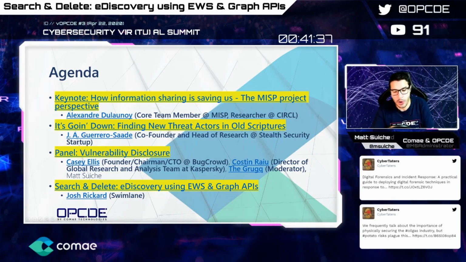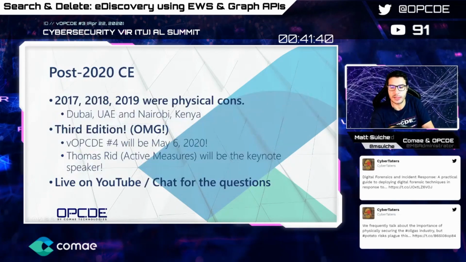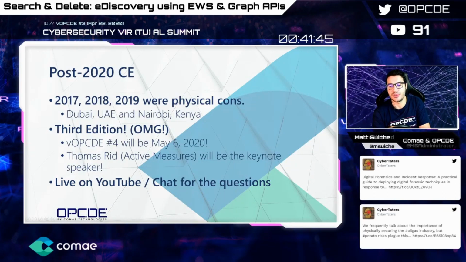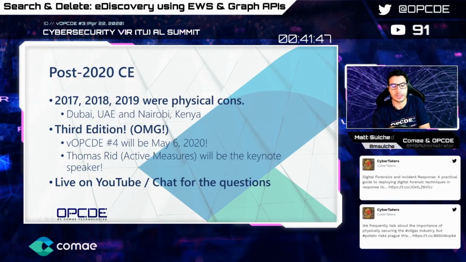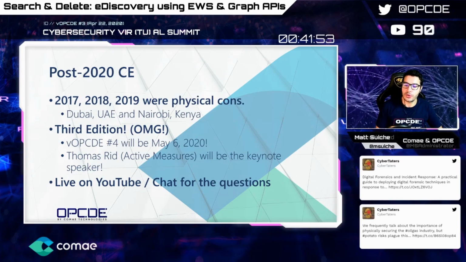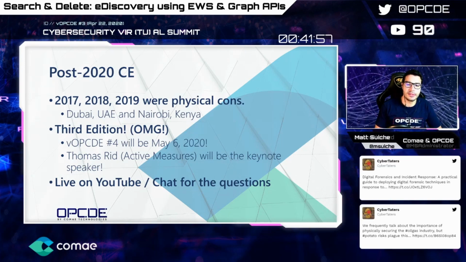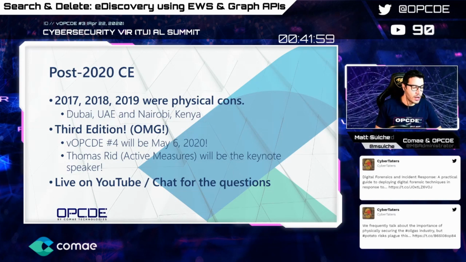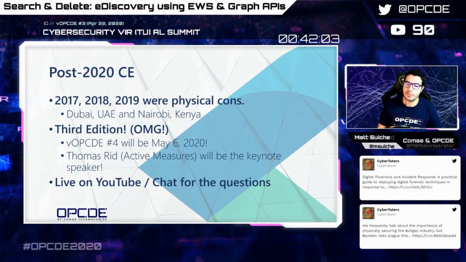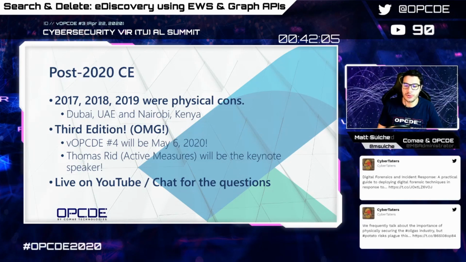If people are interested in speaking, like I said, the fourth edition of this stream is going to be in 2 weeks, on the 6th of May, and Thomas Reed is going to be giving the keynote. If you know anyone else who would be interesting to have as a speaker or who would be interested in speaking, don't hesitate to shoot me a message, an email, or reach out on Twitter.